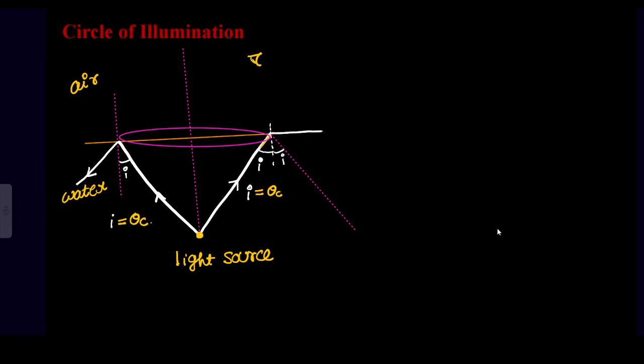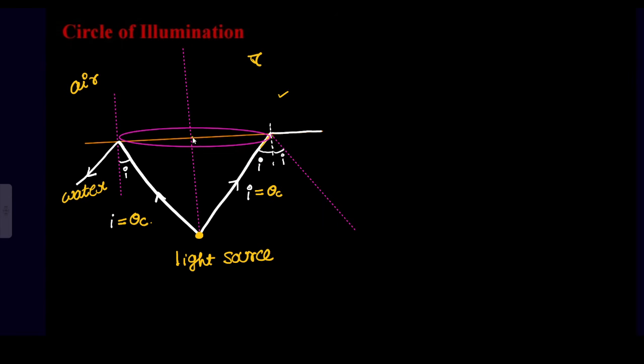The same thing here. If in place of this light source, let us say some object is there, some fish is there. The fish can see only this part of the region. Beyond that, when the light rays do not enter, the fish cannot see that part of the region. Right. This is called a circle of illumination. That region will appear very bright. That is the circle of illumination.